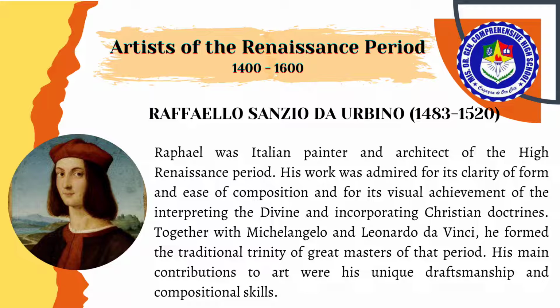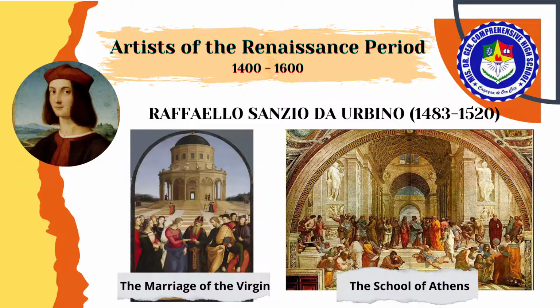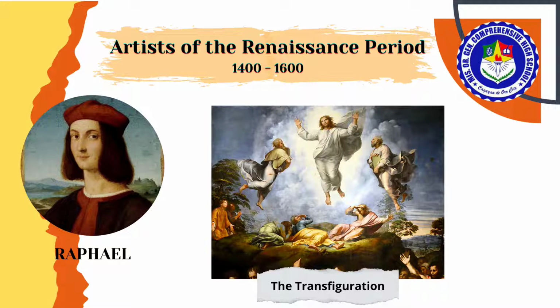Together with Michelangelo and Leonardo da Vinci, he formed the traditional trinity of great masters of that period. His main contributions to art were his unique draftsmanship and compositional skills. Some of his famous works were The Marriage of the Virgin, The School of Athens, and The Transfiguration, which was his last painting that he worked on up to his death.